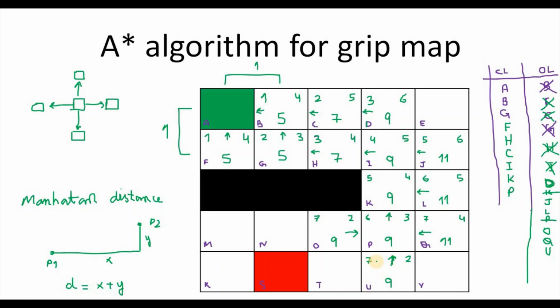Okay. Now in the open list, let's see which node has the minimum F cost. So in the open list we have nodes D, J, L, O, Q, U. So nodes J, L, Q have 11, so they are out of the competition. So we have nodes U, O, and D.